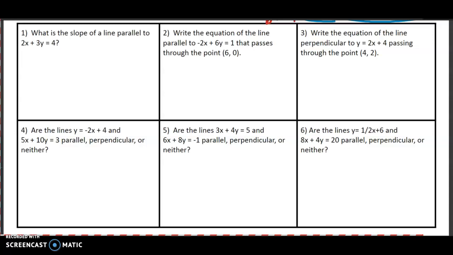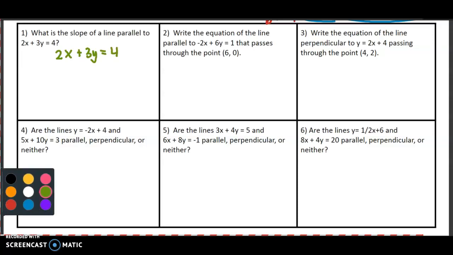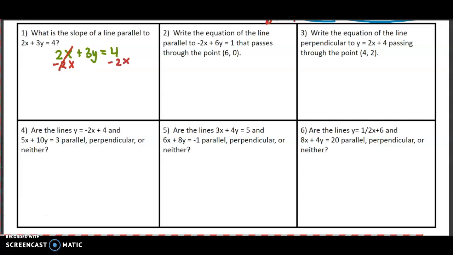Actually, before I leave, let's go over number 1, now that I'm looking at it, to make sure that we're clear how to change from standard form to slope-intercept form. So if you guys remember, what you're going to do is you're going to take your 2x plus 3y equals 4. You're going to take away the 2x from both sides. So 3y equals negative 2x plus 4. Then you're going to divide by 3 because you eventually want the y to be by itself. So y is equal to negative 2/3 x plus 4/3.